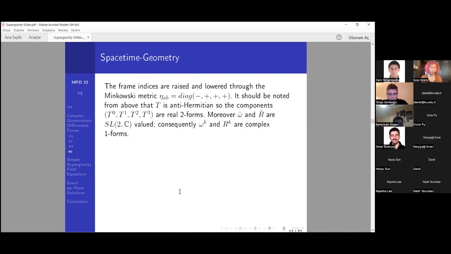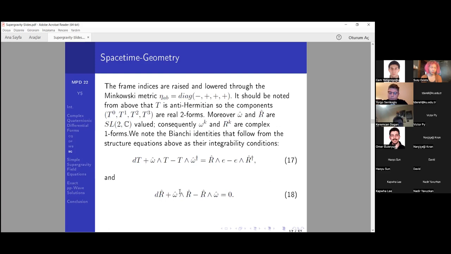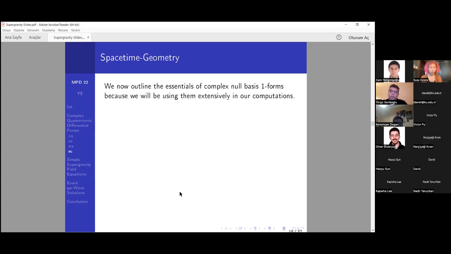Now, I just gave you as extra the Bianchi identities that follow from the structure equations. They look like equations 17 and 18. Now I need to outline for you the complex null bases that I will use to try to solve the Gravitino equations in the Rosen spacetime.